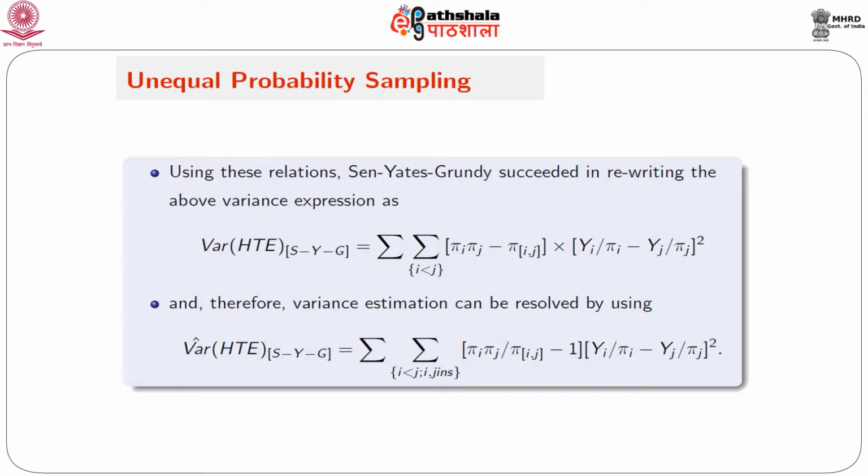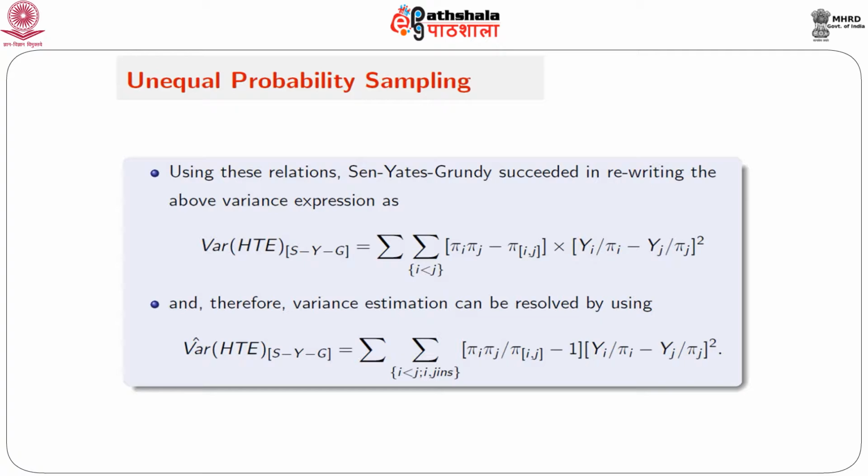The expression due to Sen, Yates and Grundy is double summation of yi over pi i minus yj over pi j whole square times pi i pi j minus pi ij. And therefore the obvious variance estimator is nothing but you restrict to the sample and divide by pi ij. That is what is written in the next line. That is the estimate of the variance of the Horvitz-Thompson estimator under Sen, Yates, Grundy formulation. But this is valid only when the sample size is a fixed size sample design.